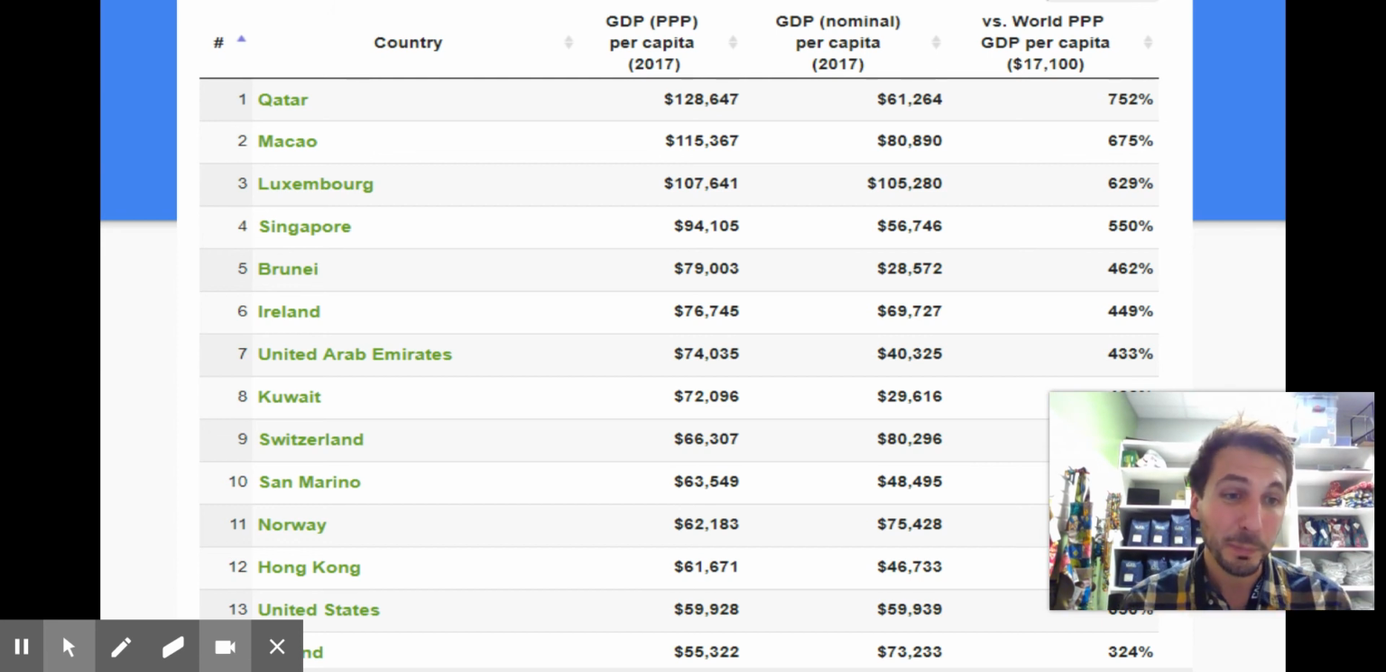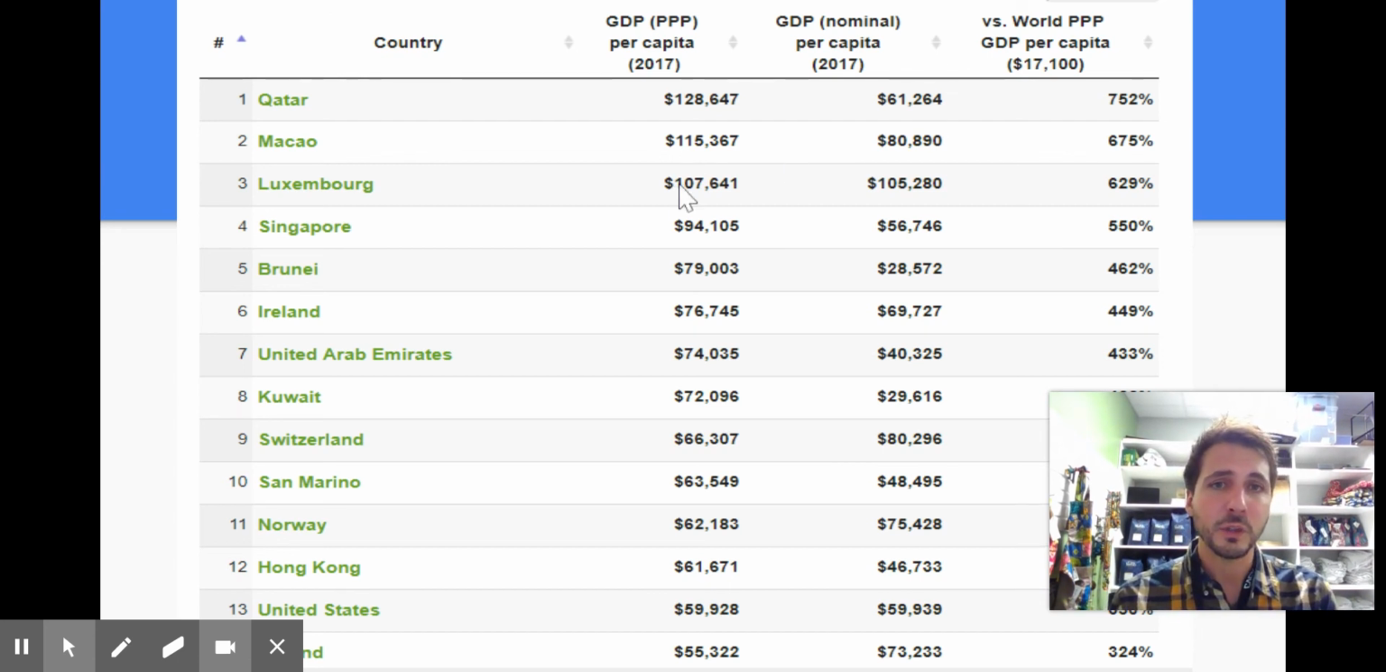Here we can see the GDP per capita of Qatar is the highest in the world. Why? Because their population is minuscule, right? So, I'm sorry, they don't have the highest GDP per capita. They have the most growth in GDP per capita. So at 752%, modern economic growth is through the roof.